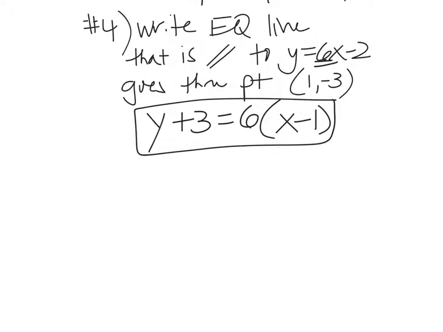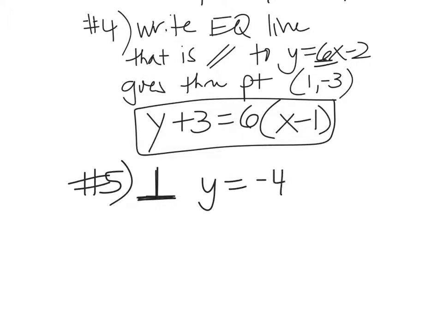Okay, number 5. Do you like these? All right, now we're going to do the same thing, but our line is going to be, do you know what that symbol is? Yeah, perpendicular. No one wants to write perpendicular out. All right, perpendicular to y = -4x + 2/3.